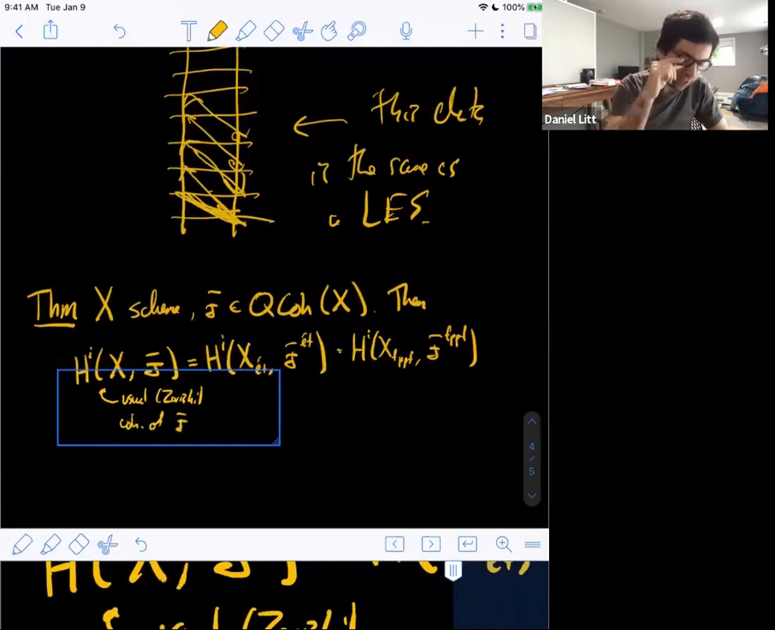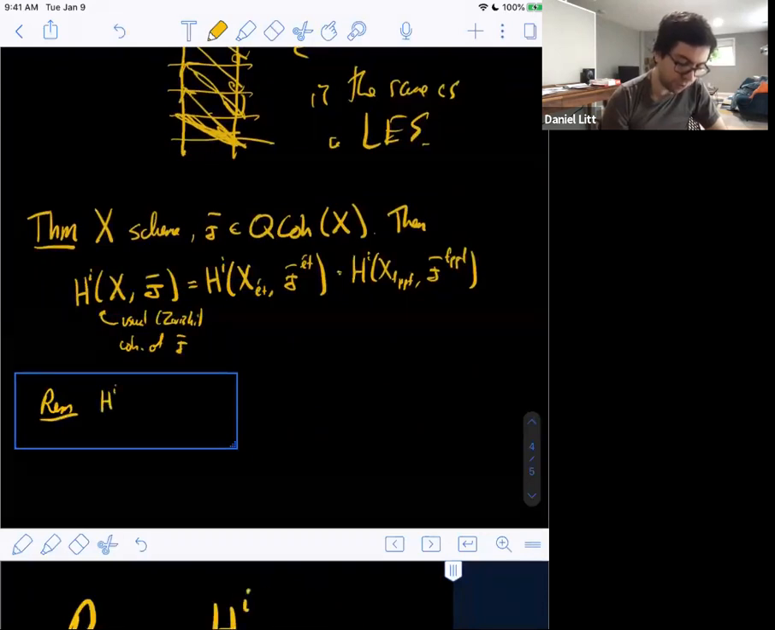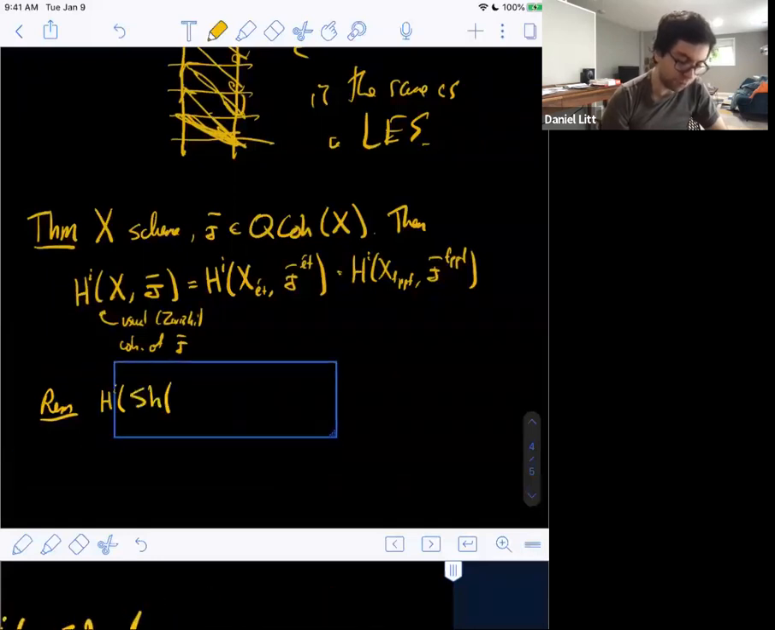Maybe it's worth mentioning, actually. Before I prove this theorem, a remark is there's already a version of this which is non-trivial, which you've probably already seen in Hartshorne. So you can look at the derived functor cohomology. If you'd like, you can think of that as the cohomology relative to the category of sheaves on the Zariski site of X, of F.